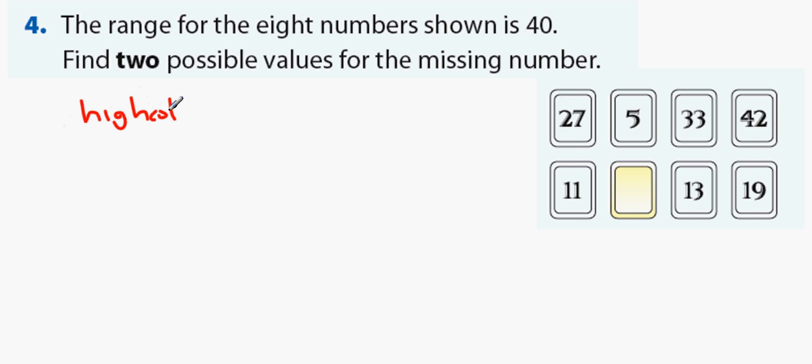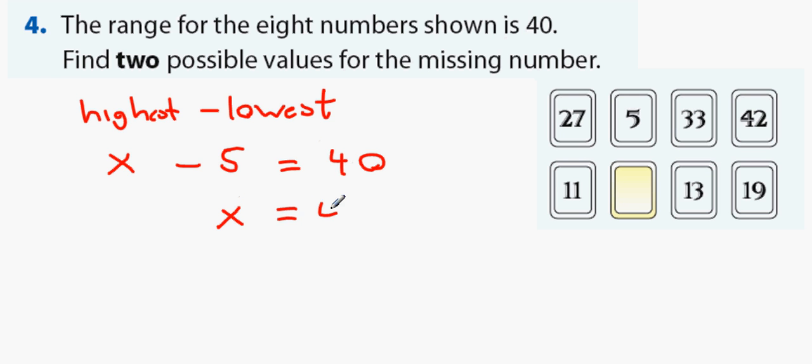So there are 2 options. We can put in a new highest number or a new lowest number. Let's start with a new highest number. Let's call this highest number x. This means that the lowest number is going to be 5. So x minus 5 has to equal the range, which is 40. So the range is highest minus lowest. This means x has to be equal to 45.